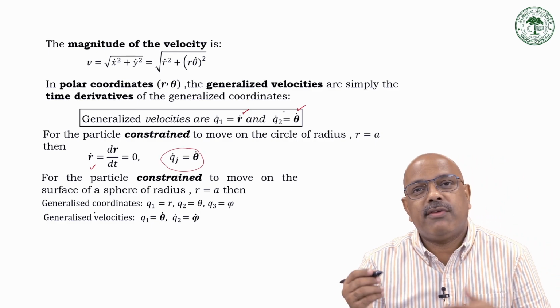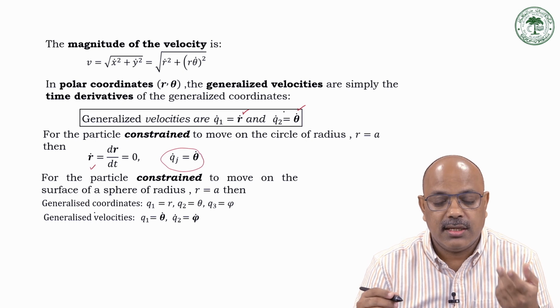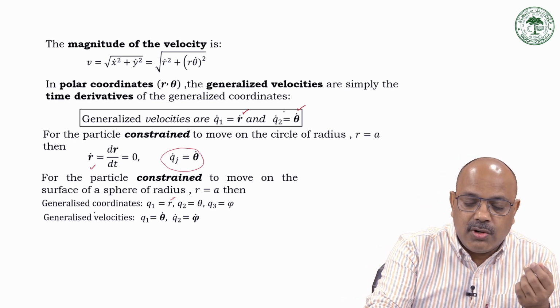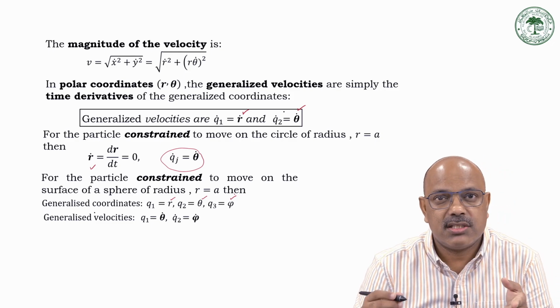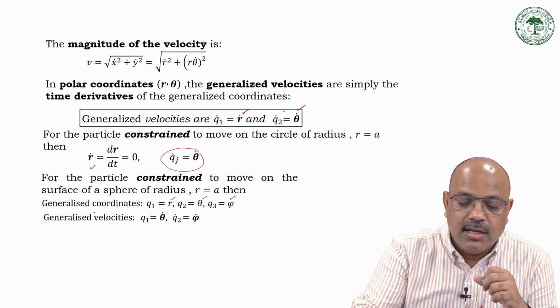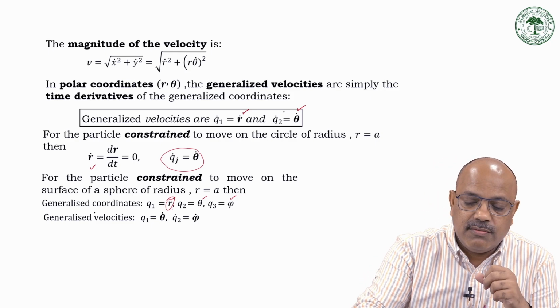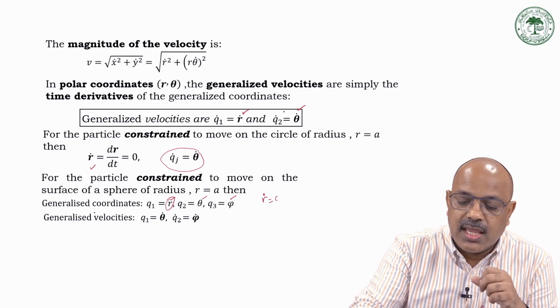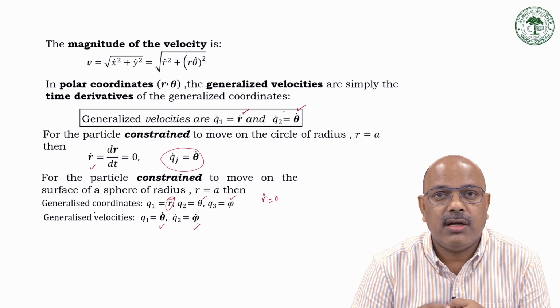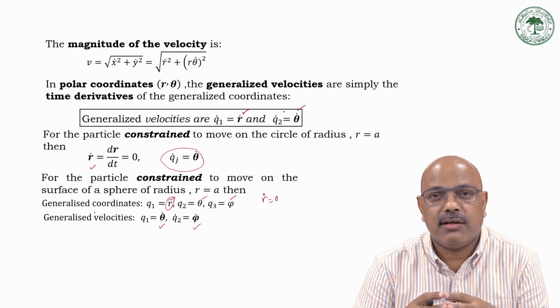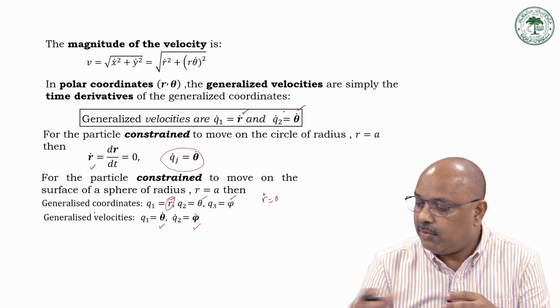Similarly, in spherical polar coordinates, our generalized coordinates are r, theta and phi. The moment we constrain the system, that is r is constant, then r dot is going to be 0, and just the two coordinates theta and phi remain, and the corresponding theta dot and phi dot are the generalized velocities.